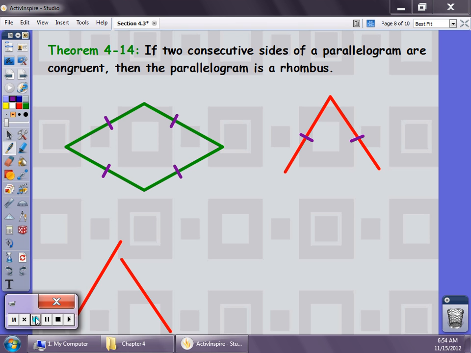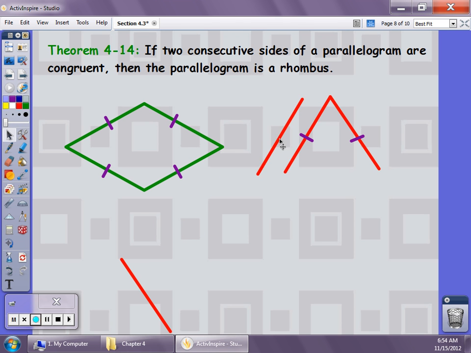The figure on the right are 2 segments that are congruent, and what we want to do is show that if 2 consecutive sides of a parallelogram are congruent, then the parallelogram is also a rhombus. So if I take this segment here, and as you can see, it is congruent to the segment here, and in order for this to be a parallelogram, it also has to be parallel on the opposite side.